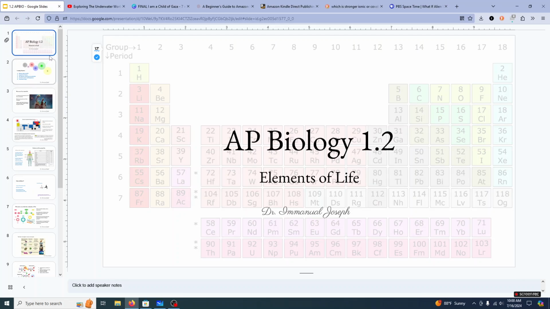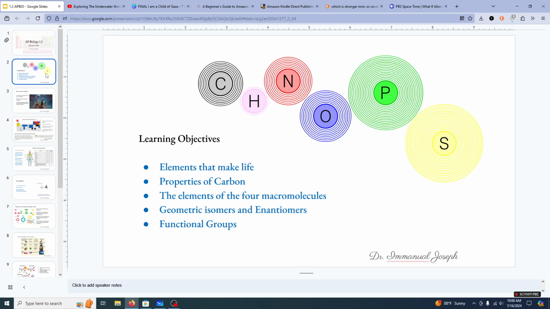Welcome to AP Biology 1.2 Elements of Life. In this chapter, we will look at the elements that make life and specifically look at why six of those elements, carbon, hydrogen, nitrogen, oxygen, phosphorus, and sulfur, are uniquely suited for creating biological molecules.